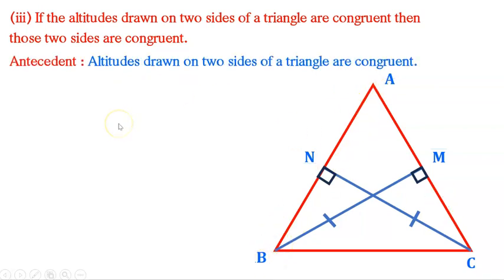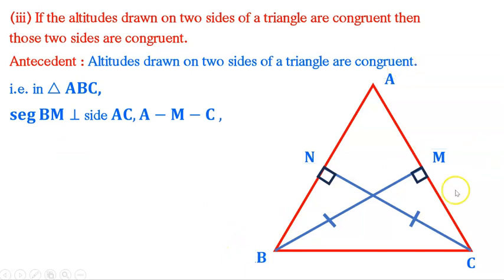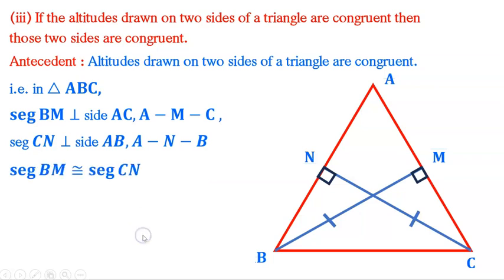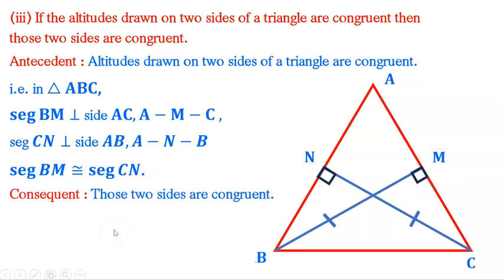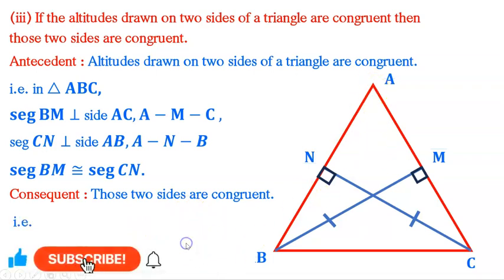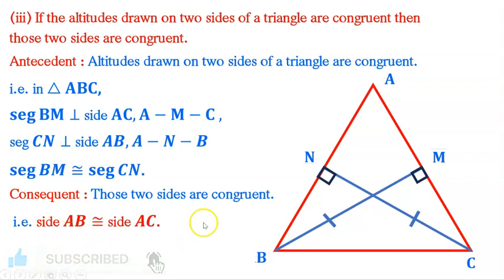Now see this here. Antecedent: altitudes drawn on two sides of a triangle are congruent. That is, in triangle ABC, segment BM is perpendicular to AC and M is between A and C. Segment CN is perpendicular to AB, that is, N is between A and B. Segment BM is congruent to segment CN. Now the consequent, what will happen then? Those two sides are congruent. Which sides? Side AB is congruent to side AC. Okay.